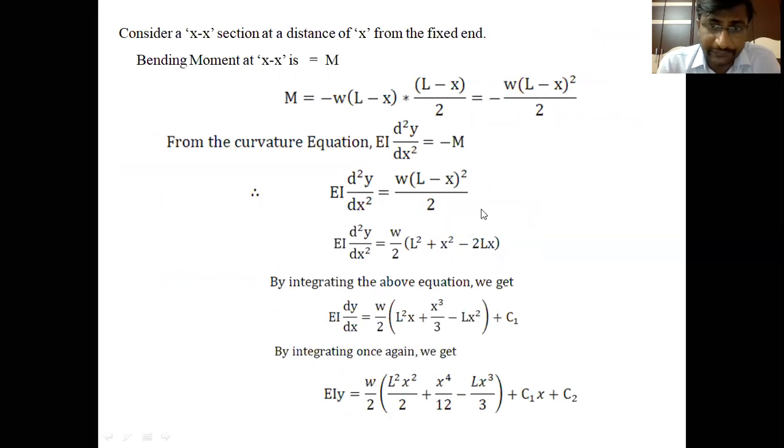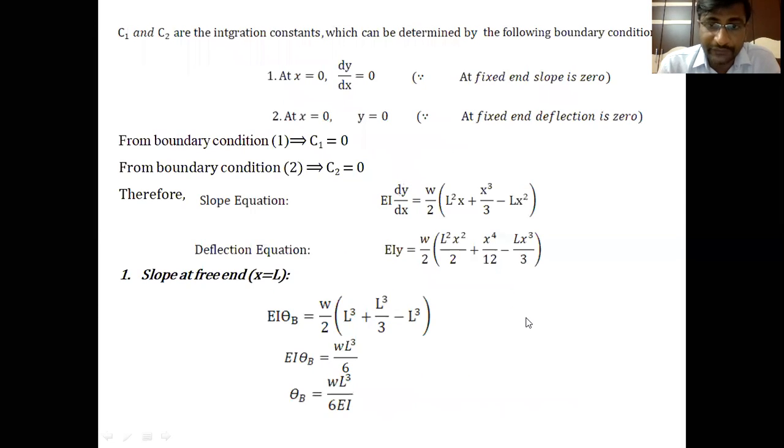Already we derived this equation including C1. This is the equation, I rewrite it here. EI dy by dx is equal to w by 2 into L square x plus x cube by 3 minus L x square, plus C1 value is 0. So after eliminating the constant value, we can get the slope equation and deflection equations.